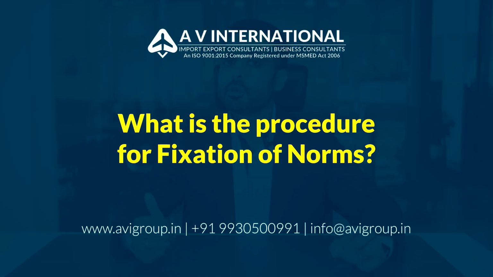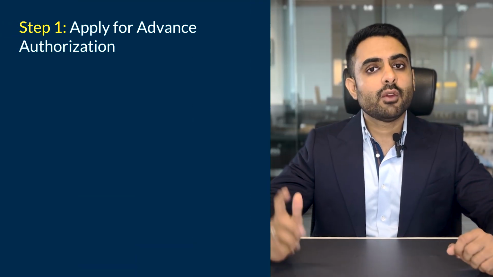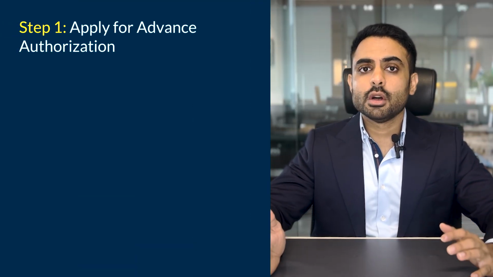Now, what is the procedure for fixation of norms? Step 1. Apply for advance authorization. The exporter applies for an advance license with the DGFT regional authority on a no norms basis and obtains the advance license issued by the DGFT.